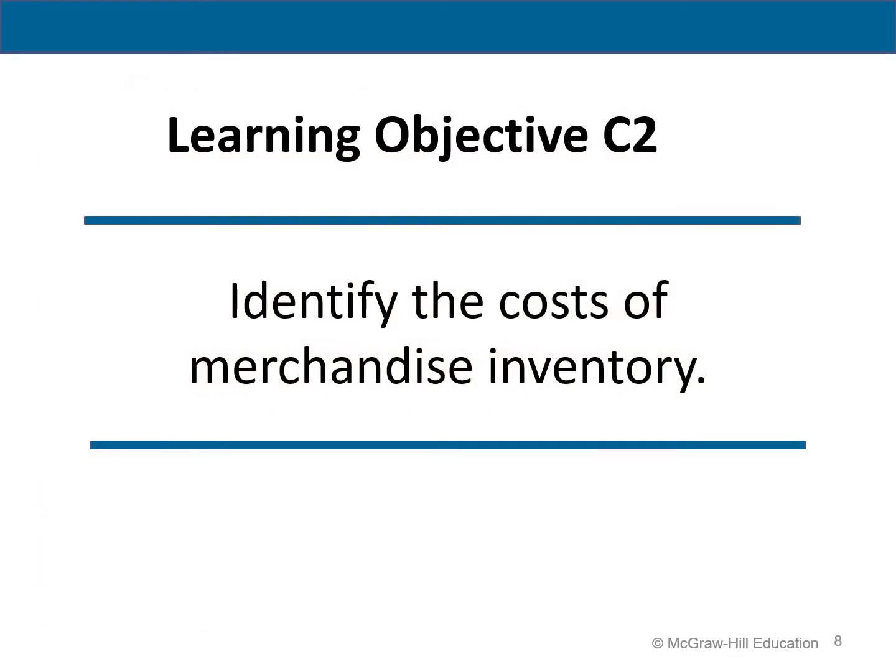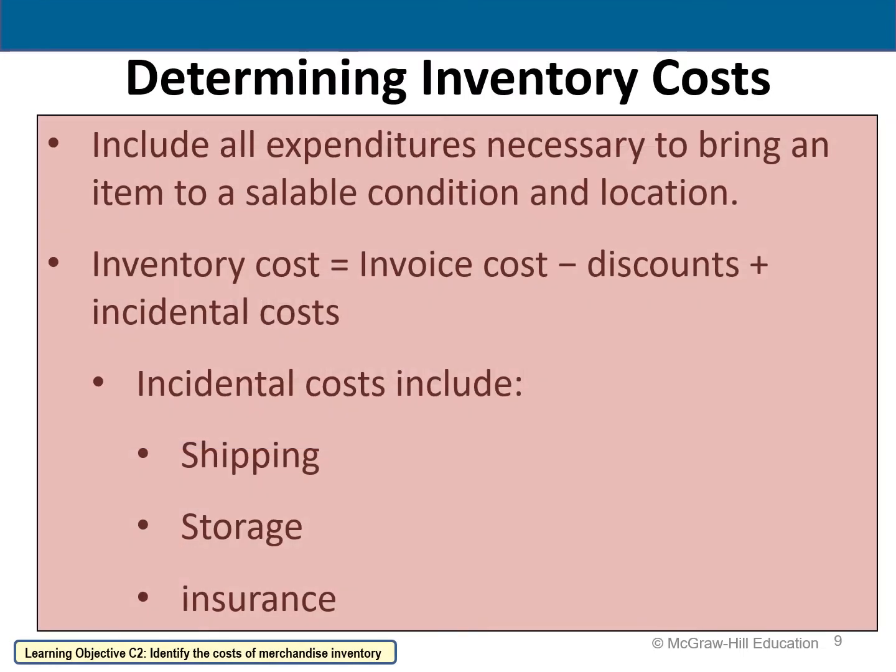All right, costs of merchandise inventory. Determining the inventory cost: it's all necessary expenditures to bring an item to its saleable condition and location. So your inventory cost is basically equal to invoice cost less any discounts plus any incidental costs. Incidental costs are things like shipping, storage, and insurance.